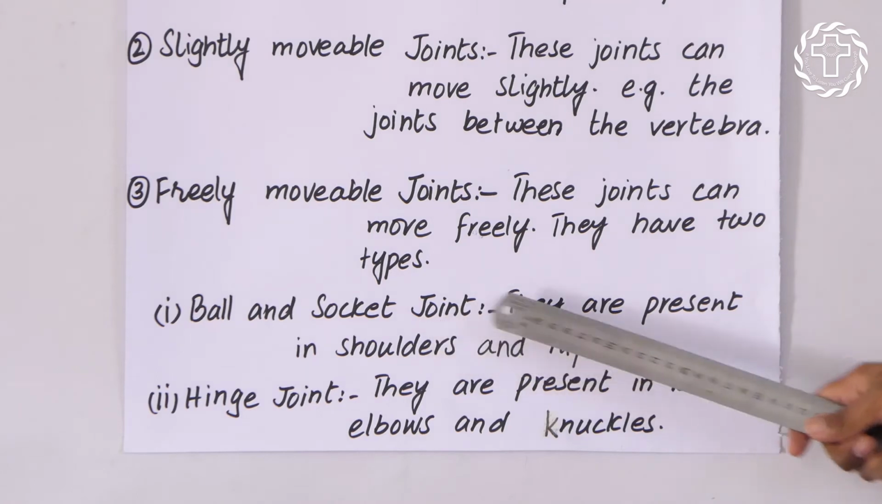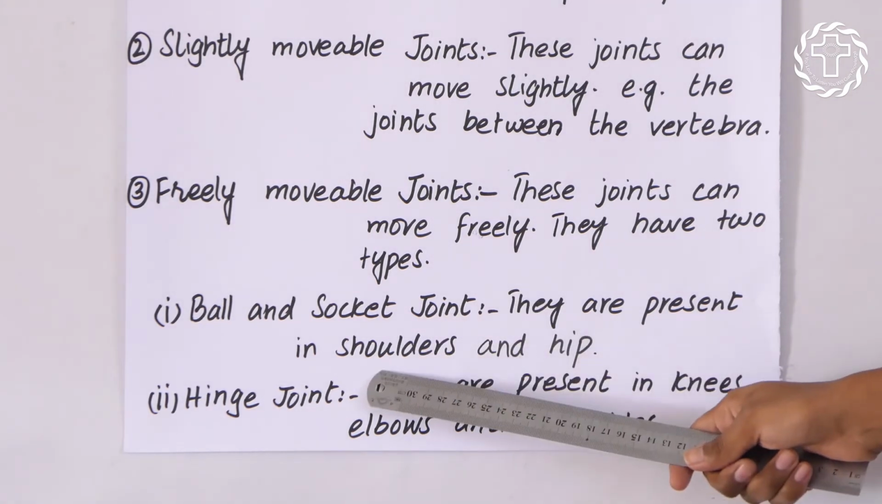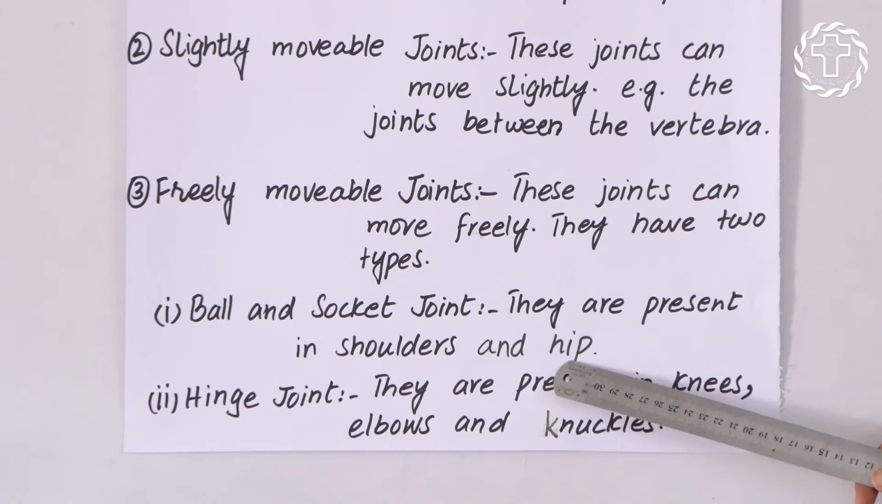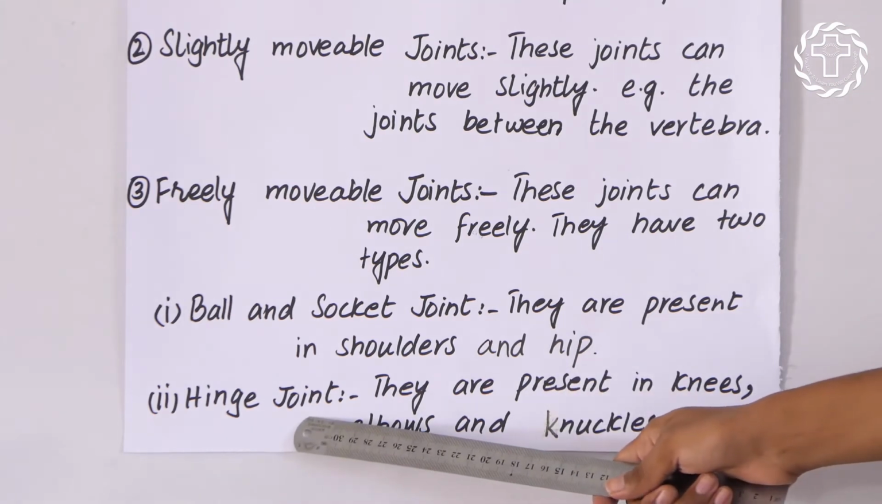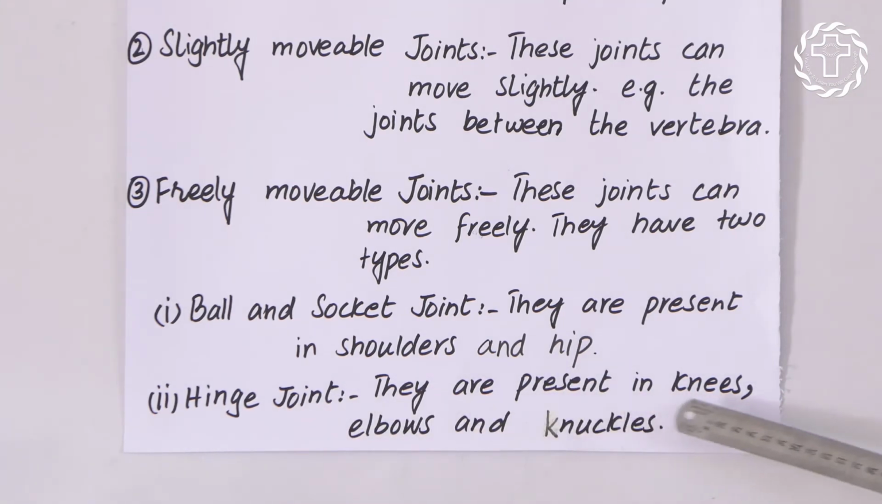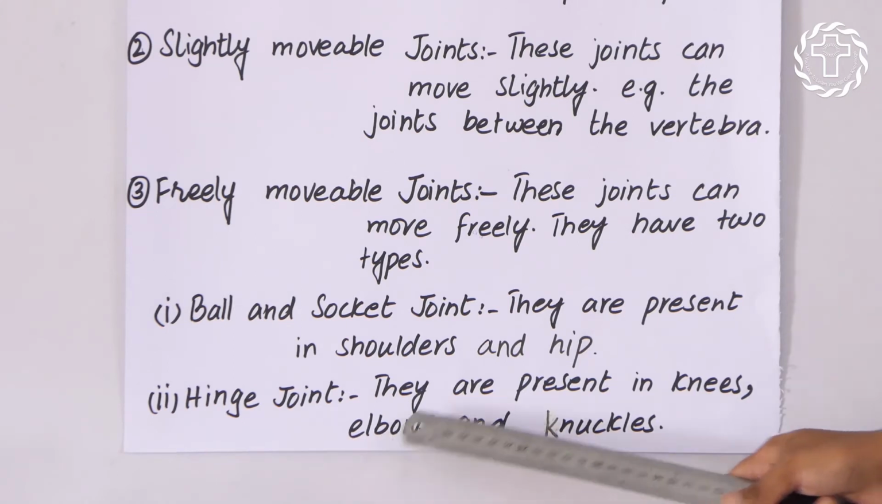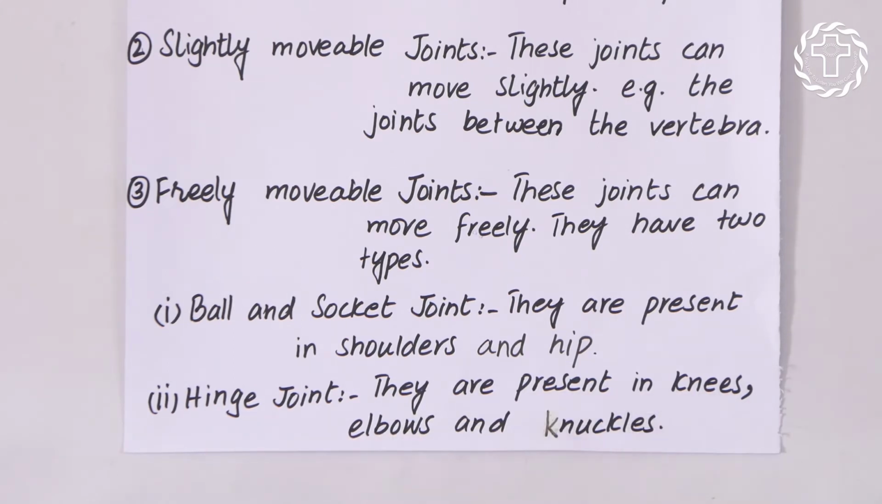Ball and socket joints are present in shoulders and hip. Hinge joints are present in knees, elbows and knuckles. Knuckles हमारी उंगलियों के दरमियान जो joint हैं उनको knuckles कहते हैं.